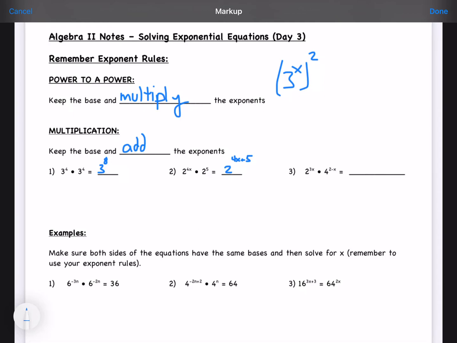And here we have 2 to the 3x and 4 to the 2 minus x. So we need to make that 2 squared raised to the 2 minus x. And then it becomes 2 to the 4 minus 2x, and we're going to add that. So it becomes 2 to the x plus 4 power, because we add the powers.